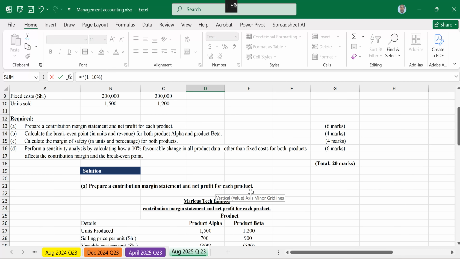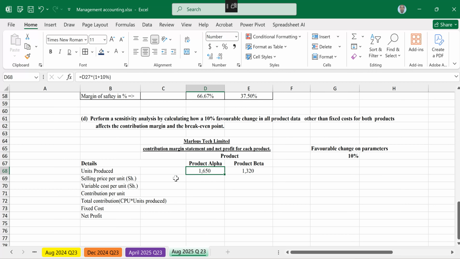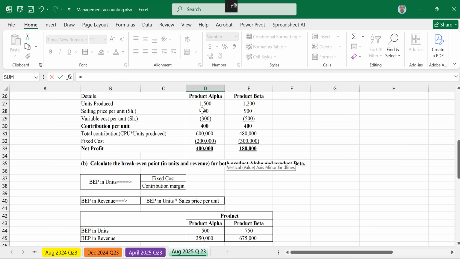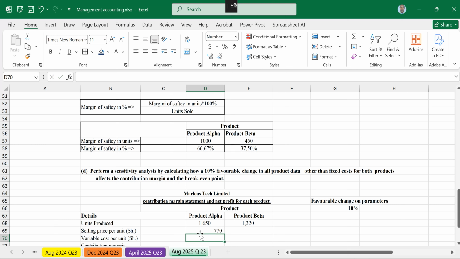On the units produced. What about a favorable change on selling price? Favorable change on selling price will be equal sign, go to selling price. This is the selling price of 700 times, open bracket, 1 plus 10%. A favorable change in selling price for the business means the selling price increased, and that now increases to 770. Then drag across.